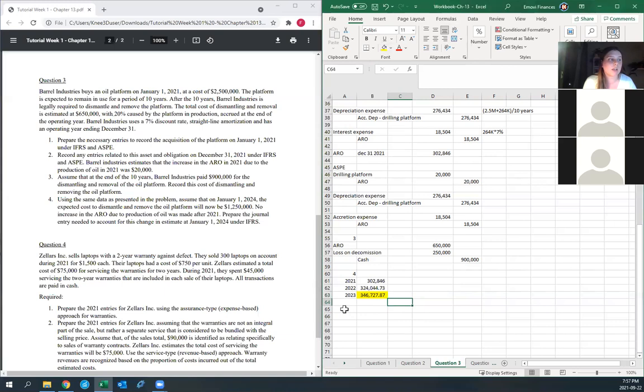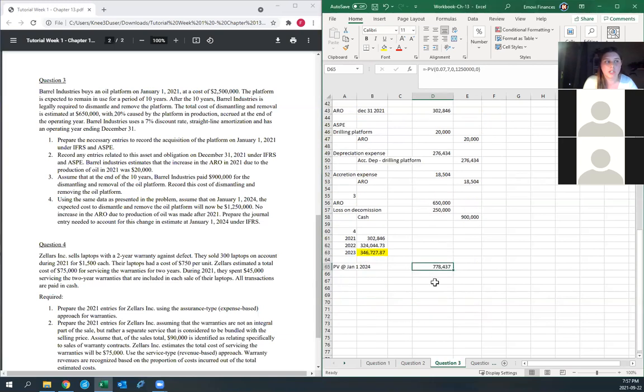Second step is to find your present value of the $1.25 million. So your PV at January 1st, 2024, your rate is again 7%. Number of periods is now 7 years instead of 10, because there's been some years that have passed on the project. There's no payments, and the future value is 1.25 million. Type doesn't matter, there's no payments. All right, so your present value is $778,000. So you want your ARO account to be of this amount now on January 1st, 2024.